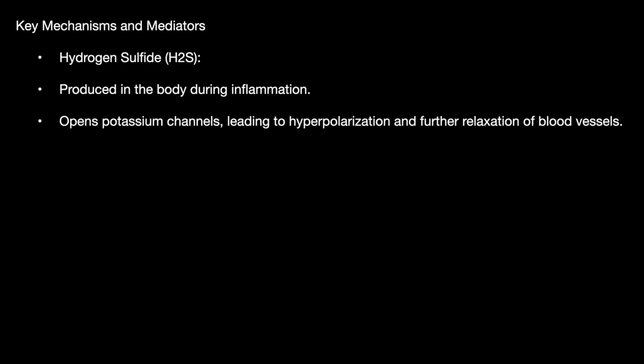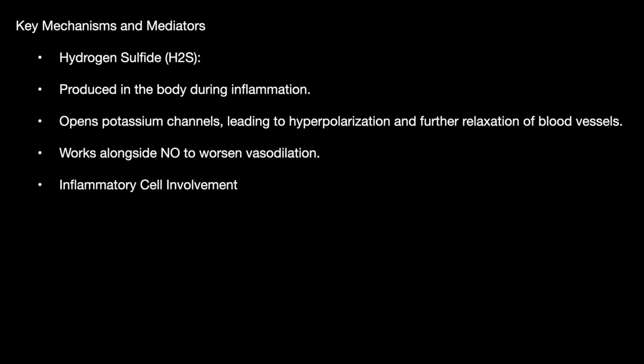like the nitric oxide. Next, what we have is hydrogen sulfide. It is produced in the body during the inflammation. It opens the potassium channels, causing hyperpolarization and further relaxation of the blood vessels. It works alongside the nitric oxide to worsen the vasodilatation.